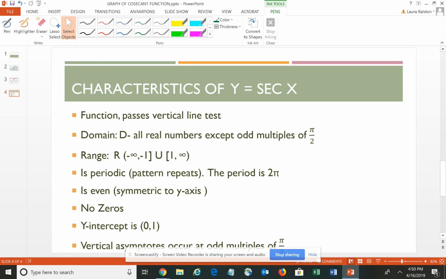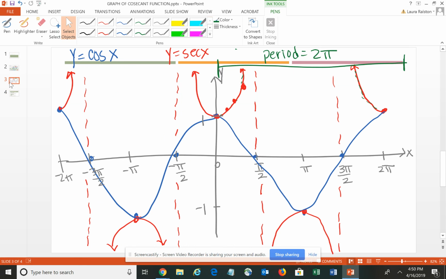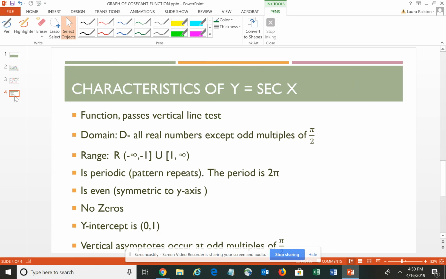So let's take a look at the characteristics of the secant. It is a function. It does pass the vertical line test. You can use any number for the domain except the odd multiples of pi halves. So pi halves, 3 pi halves, 5 pi halves, 7 pi halves. With the range, you'll notice there are no values between -1 and +1. It would just be empty there. So we don't have any value in the range. So the range goes from -infinity to -1. Then it jumps to +1 to +infinity.